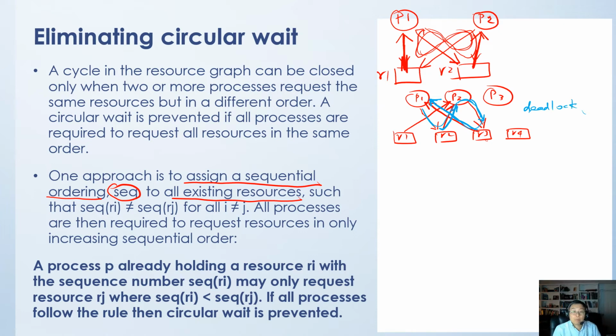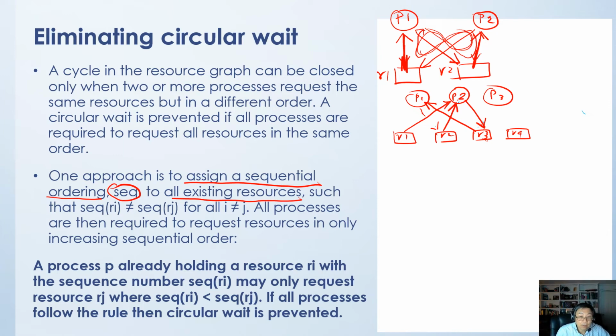Now one way to avoid this, so let's see. Let me just eliminate these things. Okay, let's redraw this diagram. P1 is holding R3. P2 is holding R1 and R2. Okay. And then P2 is actually holding this.